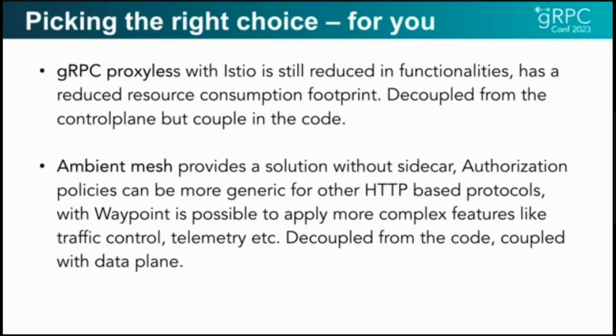Picking the right choice for you: we have those two modern ways to do things on the gRPC side, and they are mostly integrated with Istio. Proxyless in Istio is still experimental. So if you're interested in that, I think Traffic Director is a better choice because it's GA already. But as you saw, proxyless is much faster, and the consumption footprint is lower. It is decoupled from the control plane, but coupled in the code. Decoupled from the data plane, but coupled in the code.